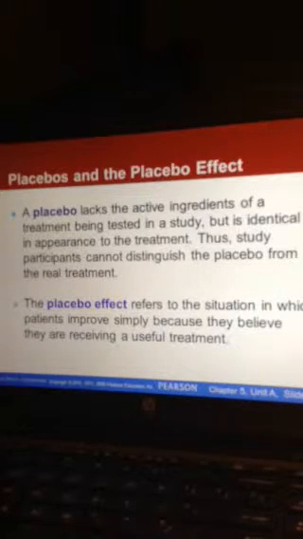This is when you think you're getting better because you think you're receiving the right treatment. So, like I said earlier, if I think I'm taking a new vitamin to make me more awake in the morning, I may actually think that just because I think I'm getting that treatment. And it may not actually be happening. That's the placebo effect.